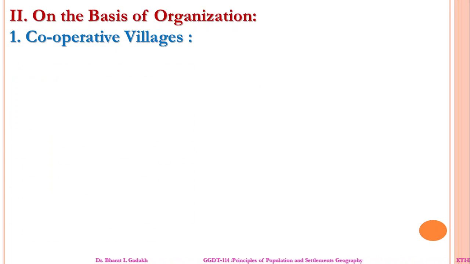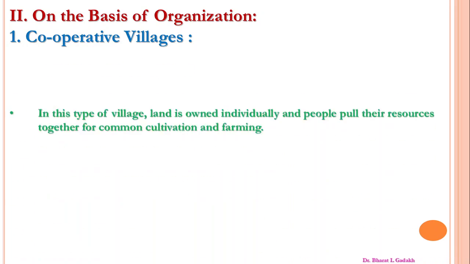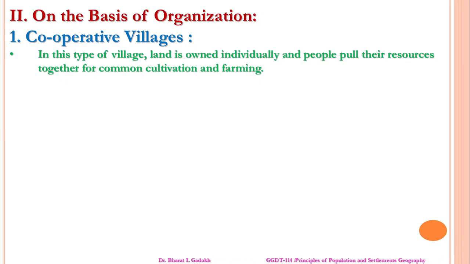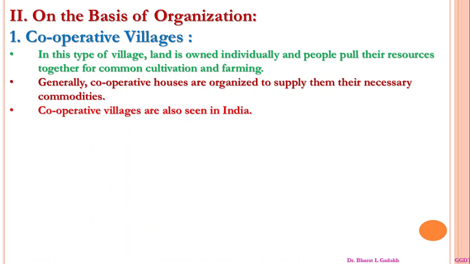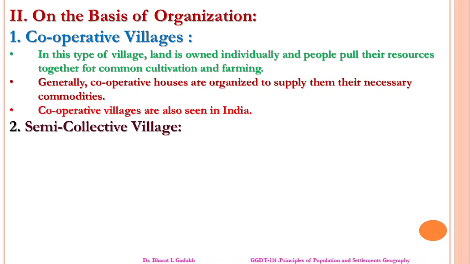Now, on the basis of organization, cooperative villages. In these types of villages, land is owned by individuals and people pool their resources together in common cultivation and farming. Generally, cooperative societies are organized to supply them their necessary commodities. Cooperative villages are also seen in India.